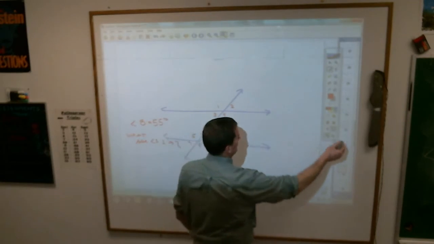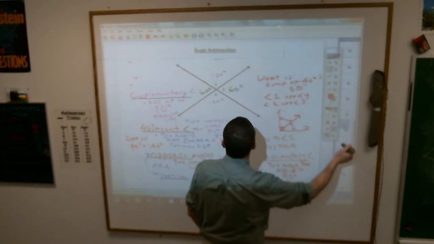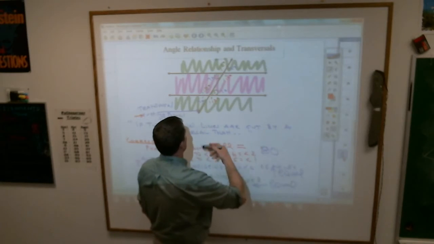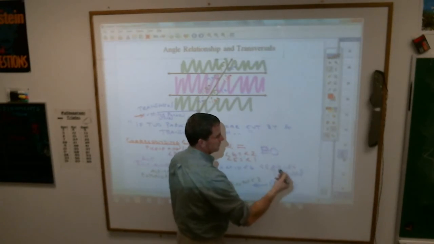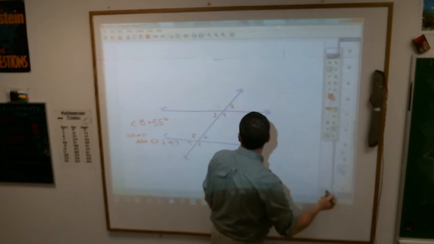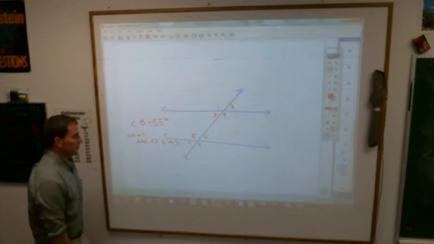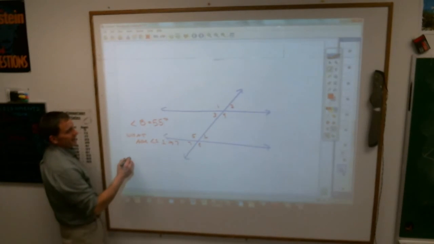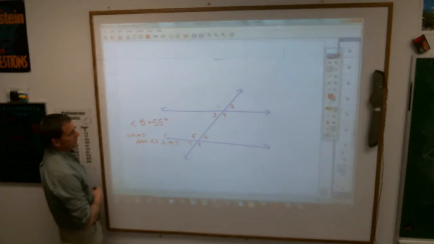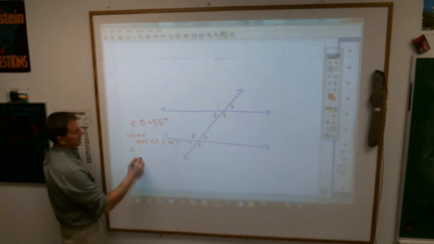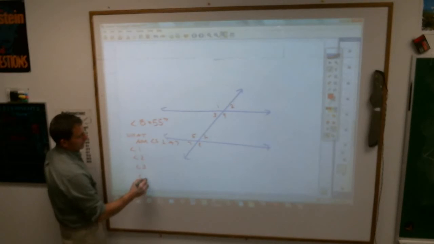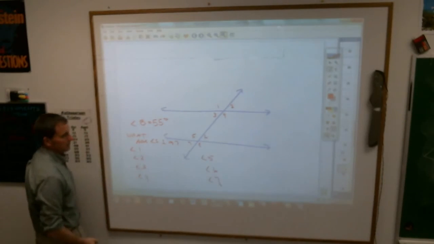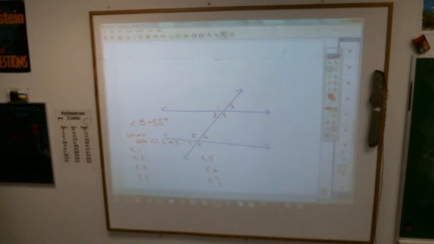When we talked about vertical angles and opposite angles and supplementary and complementary, those are proofs that you can use. And when we talked about transversals cutting two parallel lines, all of those are proofs. Then you have to state them when you do that. So for example, let's just write them down: angle 1, angle 2, angle 3, angle 4, angle 5, angle 6, and angle 7. Those are the 7 angles I have to state what they are.